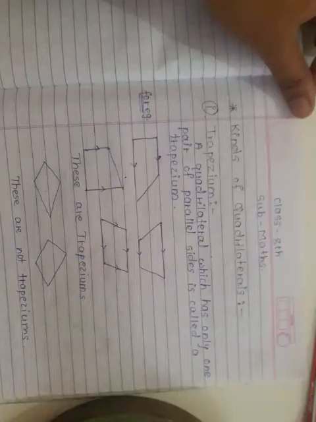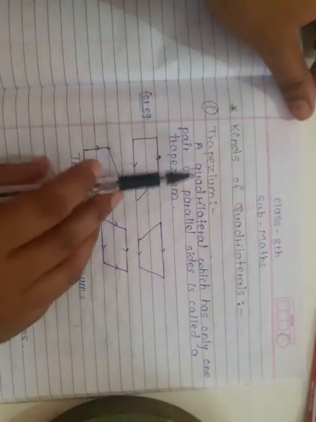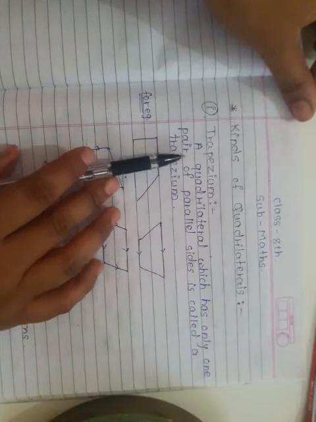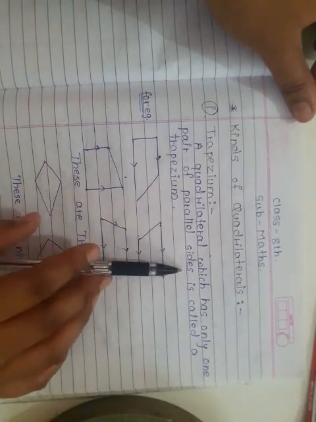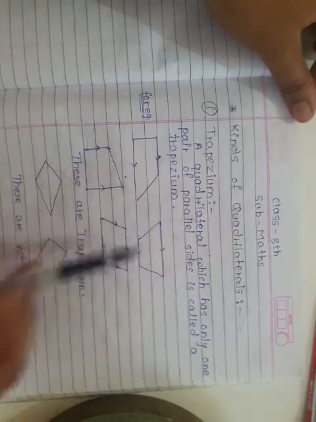Point is kinds of quadrilaterals. So the first quadrilateral is the trapezium. A quadrilateral which has only one pair of parallel sides is called a trapezium. So see the figures.